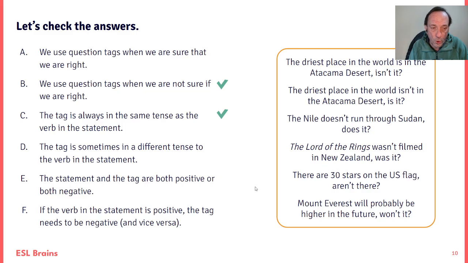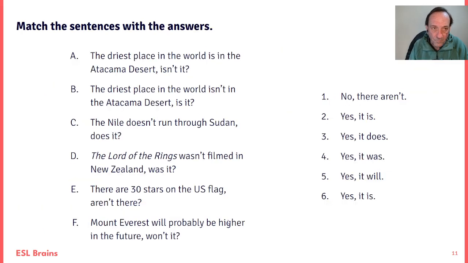The tag is sometimes in a different tense to the verb. No, no, no, no. The statement and the tag are both positive or both negative. No, it's the opposite. They are positive, negative, or negative and positive. And finally, if the verb in the statement is positive, the tag needs to be negative and vice versa, opposites. So this is correct. Excellent. Now, match the sentences with the answers. Again, pause the video and look at the correct response to the tag question.